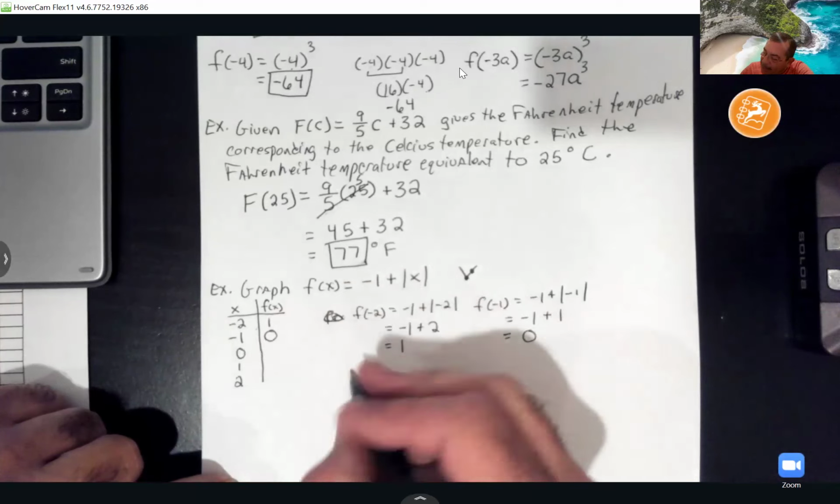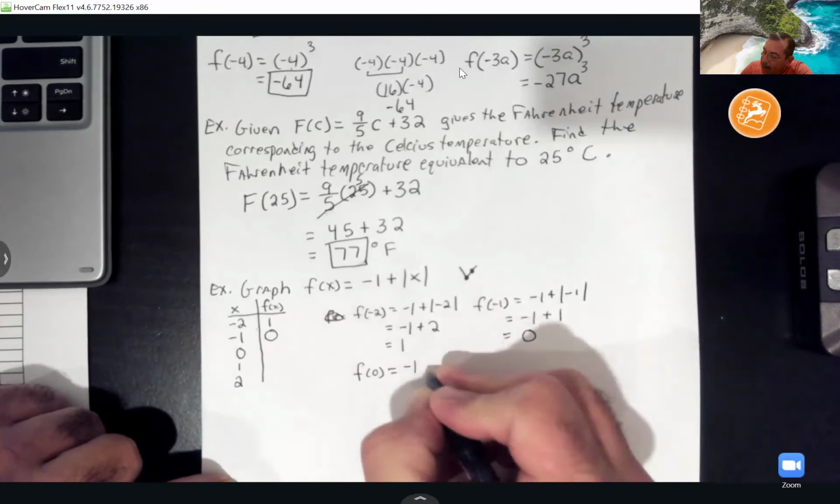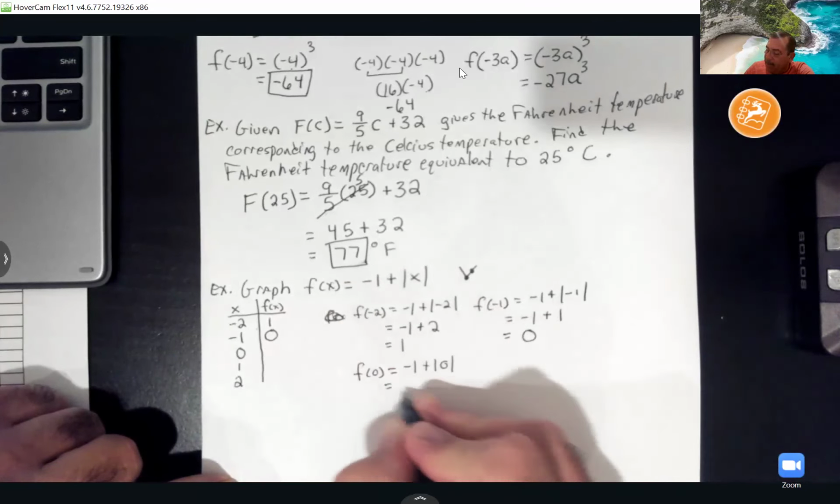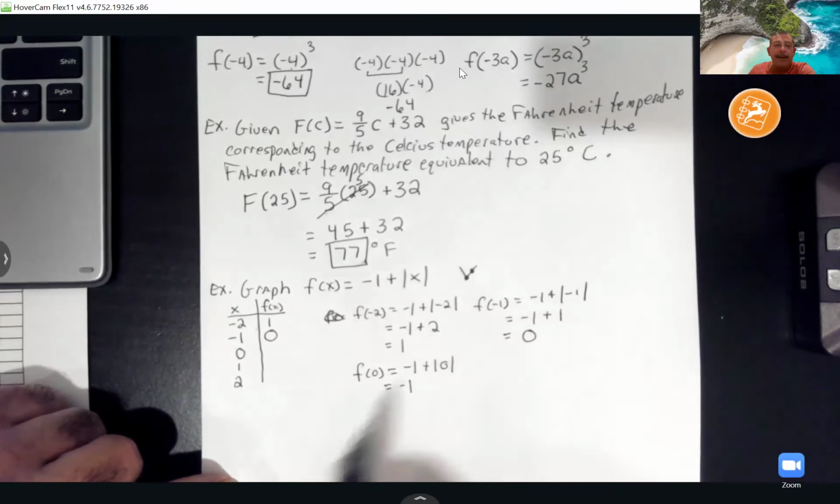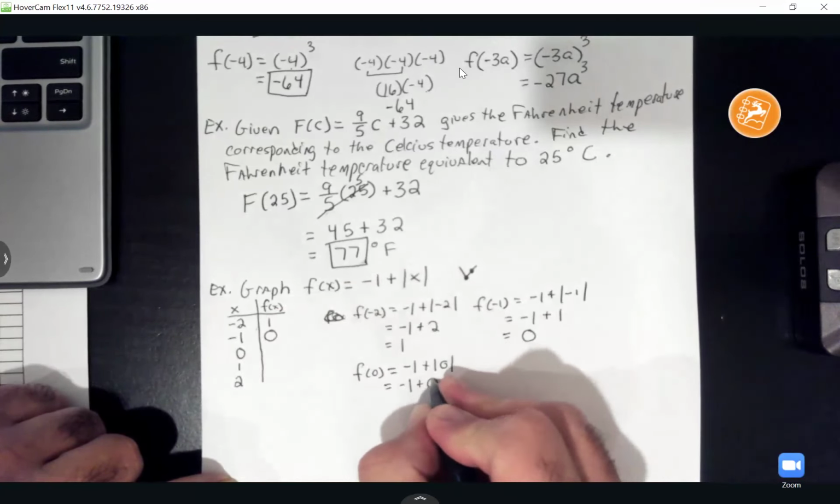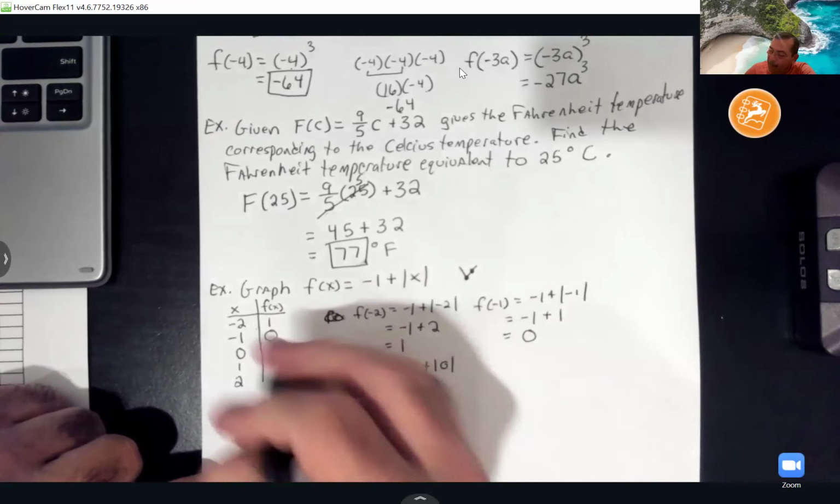So let's do f of 0. -1 plus absolute value of 0. So bring down that -1. Y'all, absolute value of 0 is a 0. And look at that, -1 plus 0 is -1.